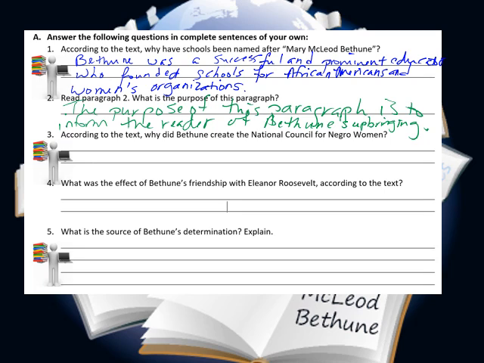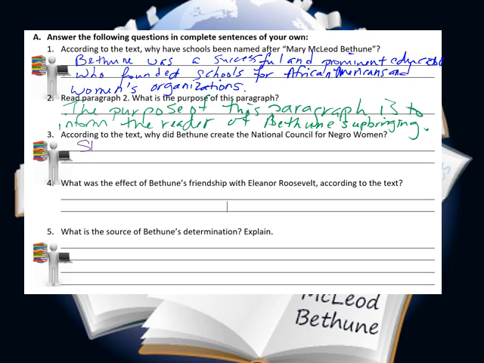Okay, the next question, go ahead. According to the text, why did Bethune create the National Council for Negro Women? Bethune created the National Council for Negro Women because she realized her women's groups didn't have a national voice. Very good, correct. And would anyone like to add to this question? Because we can add to it as well. Yes. To fight the unfair treatment of African Americans. Okay, very good. As well.